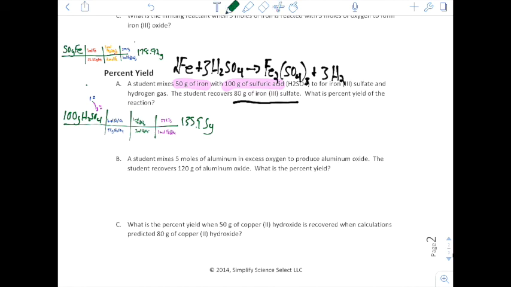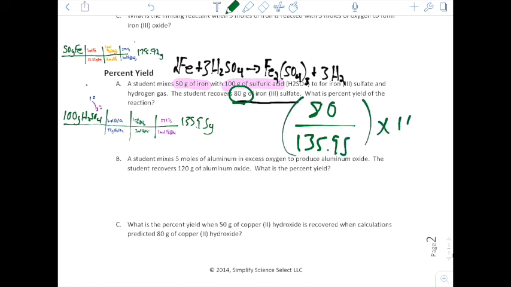So what I do is I go actual, which is right here, so 80 divided by 135.95. Take that times 100, and that will give me a percent yield of 58.8%. And that's my answer to the problem. So, pretty long problem, a couple of steps you've got to make sure you pay attention to, but that's how we do percent yield. So let's go ahead and move on to the next one.